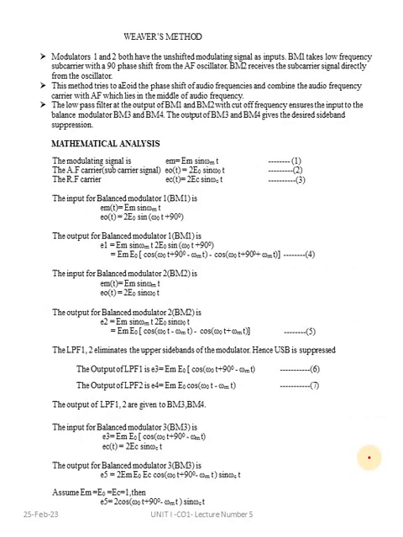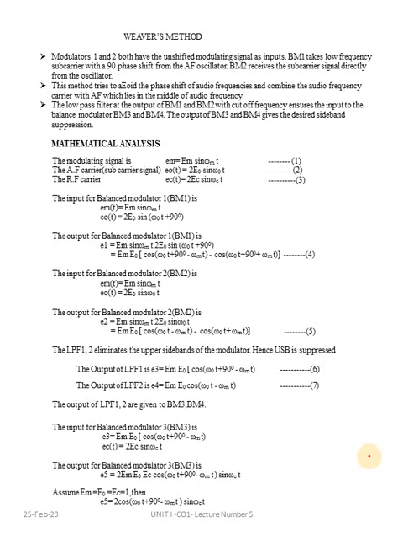In Weaver's method, modulators 1 and 2 both have the unshifted modulating signal as inputs. BM1 takes a low frequency subcarrier with 90-degree phase shift from the AF oscillator. BM2 receives the subcarrier signal directly from the oscillator. This method tries to avoid the phase shift of audio frequencies and combines the audio frequency carrier with AF, which lies in the middle of the audio frequency band. The low pass filters at the output of BM1 and BM2, with a cutoff frequency, ensure the input to the balanced modulators BM3 and BM4. The output of BM3 and BM4 gives the desired sideband suppression.